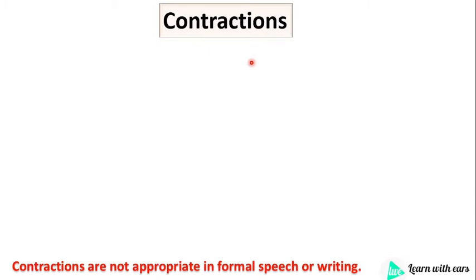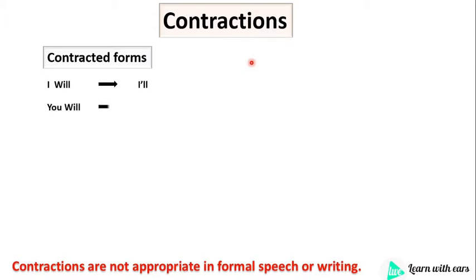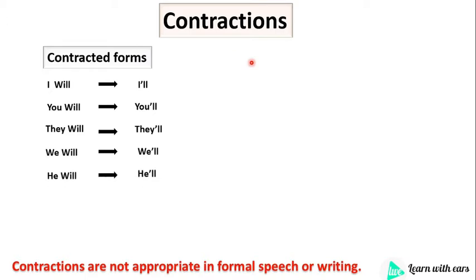Okay, now let's see contractions. Okay, so the contracted form of I will is I'll. You will, you'll. They will, they'll. We will, we'll. He will, he'll. She will, she'll. It will, it'll. Okay, so these are contracted forms. Now remember, contractions are not appropriate in formal speech or writing. We can only use contractions informally.